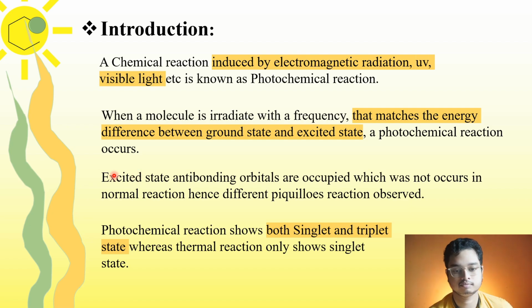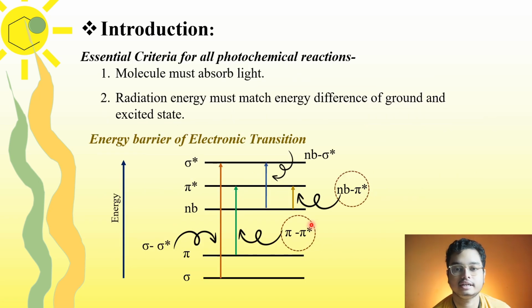Also, the photochemical reaction shows both singlet and triplet states, whereas the thermal reaction shows only a single state. Now, singlet and triplet states, you may find a little bit confusing, but when we talk about the Jablonski diagram, just two slides away, you will understand the singlet and triplet states very clearly. So now let us talk about the essential criteria for a molecule to show a photochemical reaction.